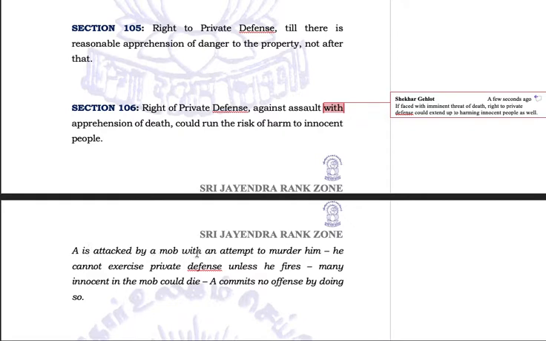A is attacked by a mob with an attempt to murder him. He cannot exercise private defense unless he fires. Many innocents in the mob could die. A commits no offense by doing so. Okay, A is attacked by a mob.